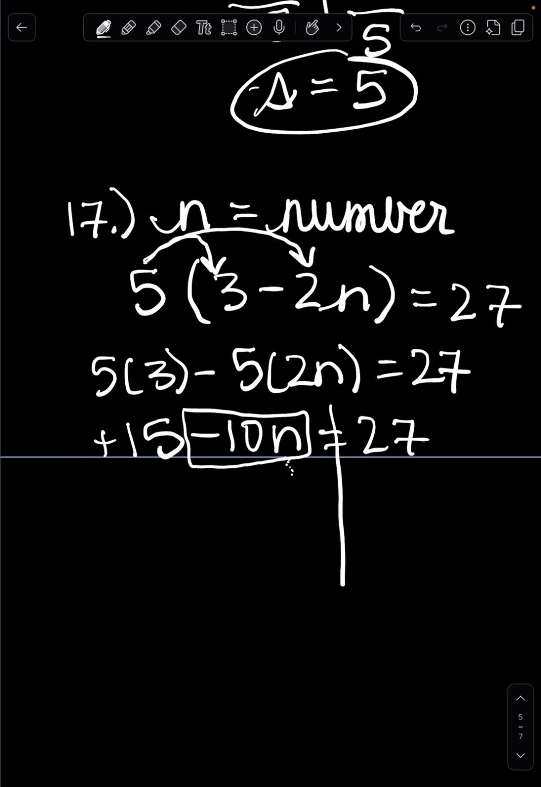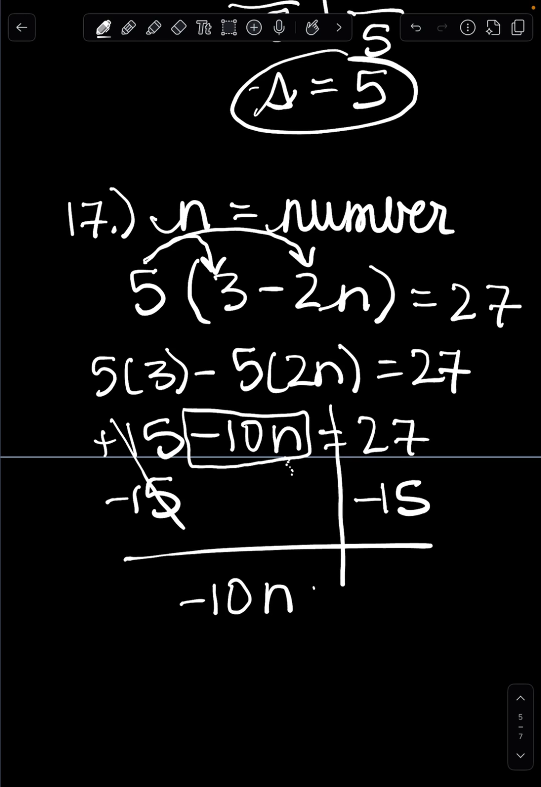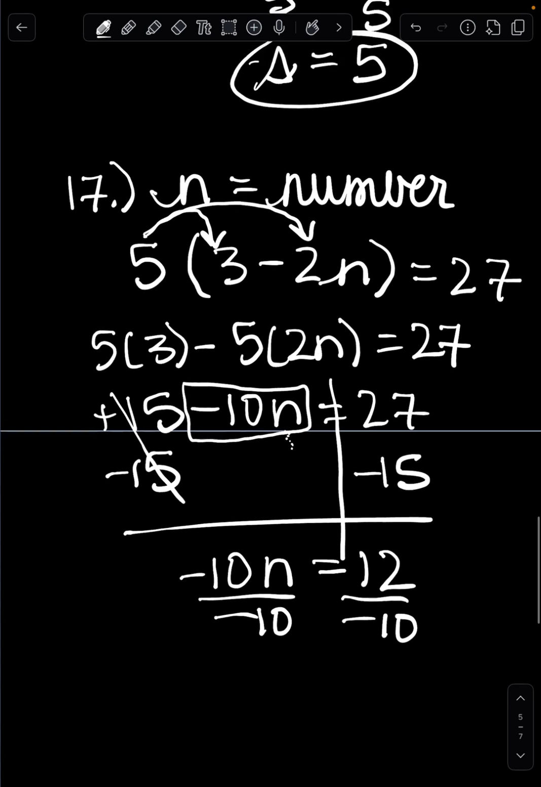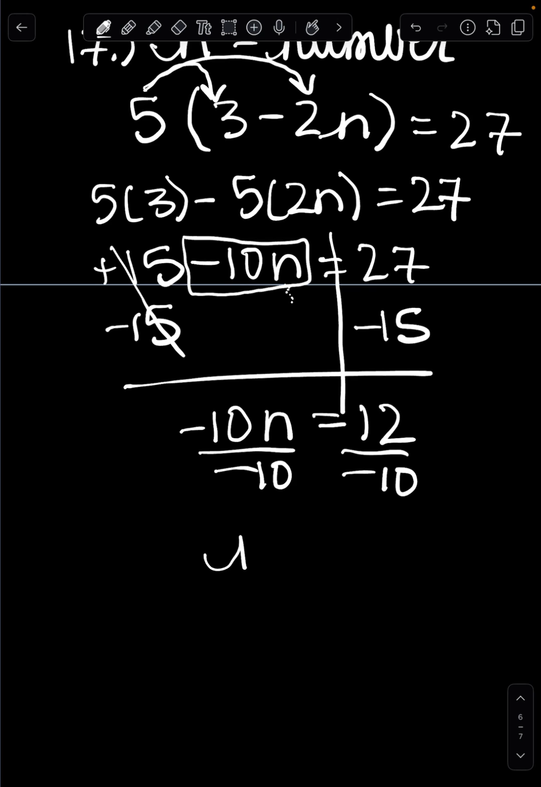In order to undo plus 15, we must do a minus 15. If you do it on one side, you do it on the other side. Keep that negative with you. That's going to get us 12. And then we're going to divide both sides by negative 10. So n equals 12 over negative 10. This is not reduced.